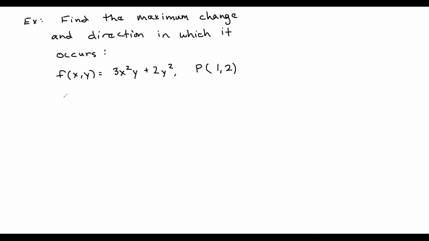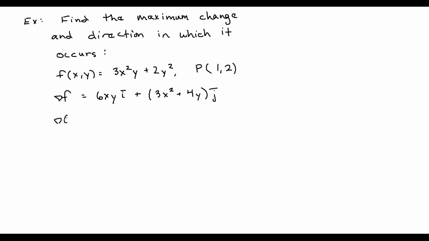To find that, we can use our result. The maximum change is going to be the length of the gradient. So first we have to find the gradient. The gradient vector is going to equal the derivative with respect to x, so we're going to get 6xy i, and then the derivative with respect to y. Oh, hold on, 3x squared plus 4y j. So this gives us a generic gradient that we can use at any point.